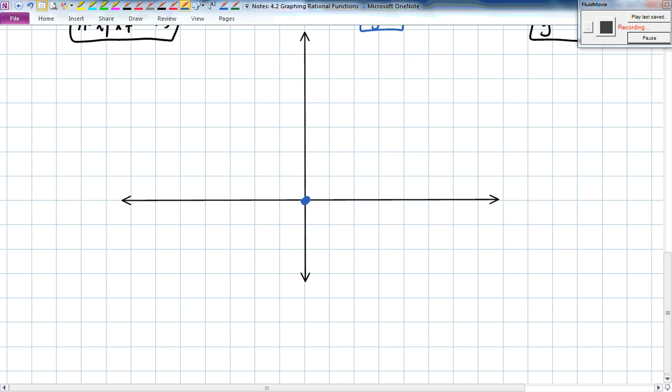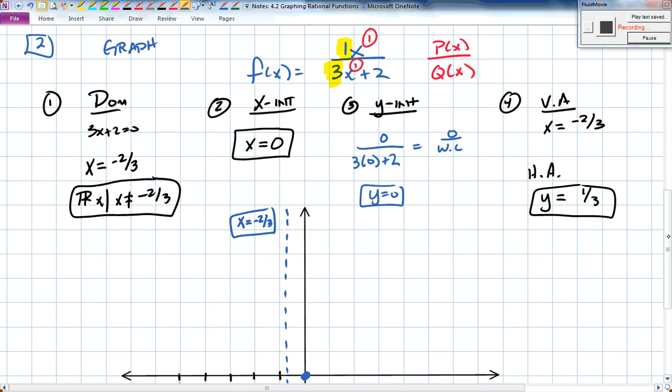Asymptotes. Is there a vertical asymptote? Where is it? Negative 2/3. Okay, if that's -1, that's -2, -3, -4, -5. Where is negative 2/3? Almost to -1, right? But more than halfway or less than halfway? More than halfway. Good. So you need a vertical dashed line. Remember, asymptotes are always represented by dashed lines, and this is the label x equals -2/3. And that comes straight off of step number 4. There it is.